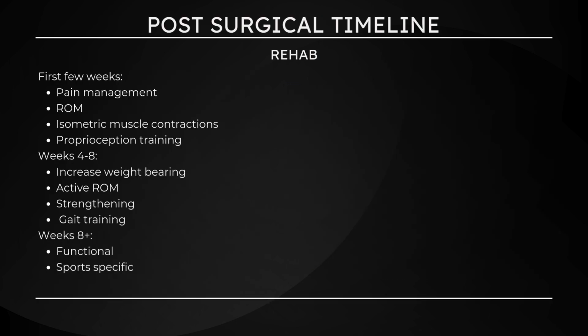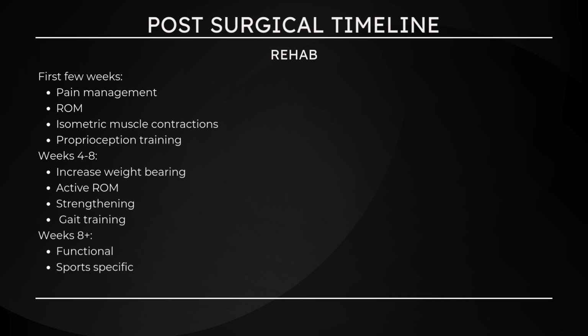For the surgical timeline, you start with pain management by using medication and ice packs. You also do range of motion by doing basic passive and active exercises to prevent stiffness in the knee. You also do isometric muscle contractions focusing on strengthening exercises for the quadricep muscle. Proprioception training is also important to improve balance and coordination.